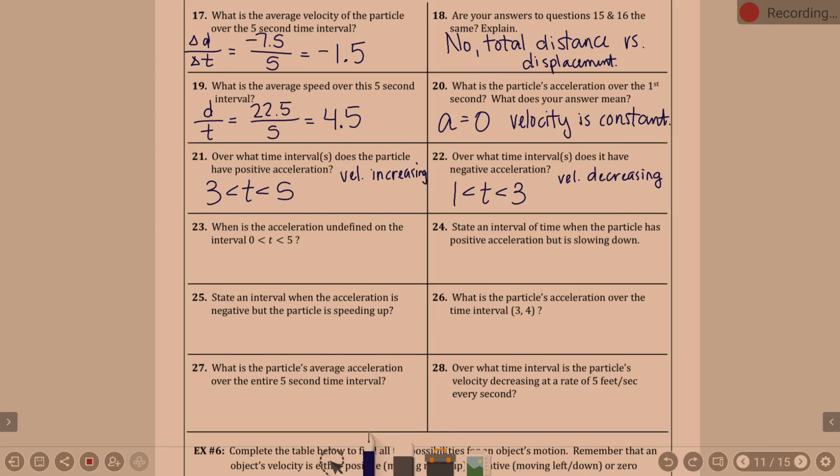When is the acceleration undefined on the interval 0 to 5? 3, because that's a minimum. Not because it's a minimum, because it's a sharp point. Acceleration is the derivative of velocity. When is this undefined? We're asking when does the derivative not exist? Now, I agree with 3.